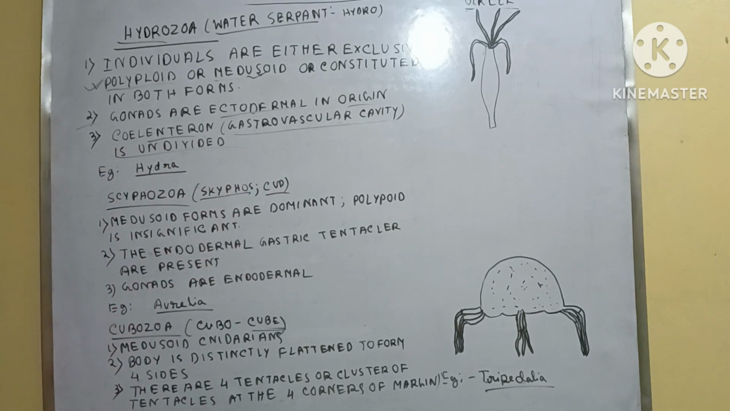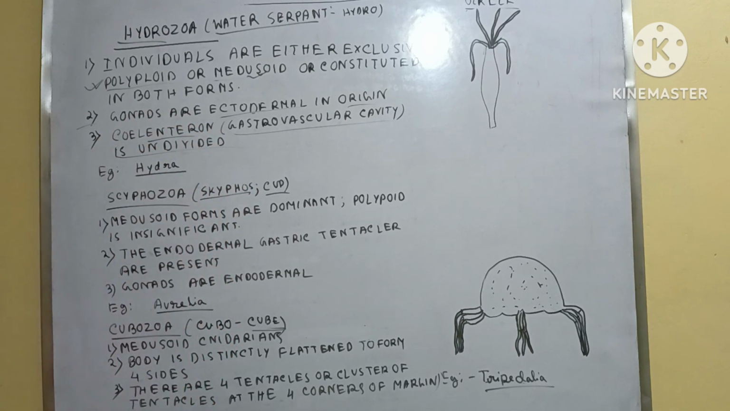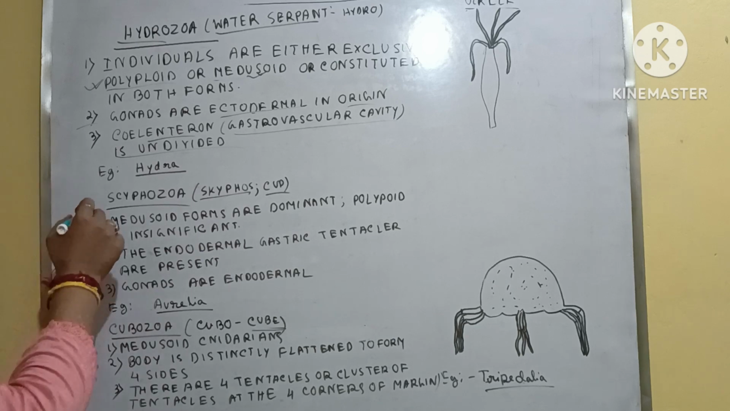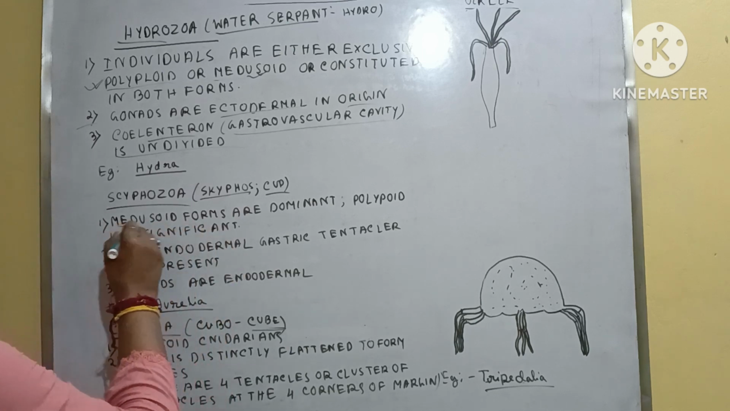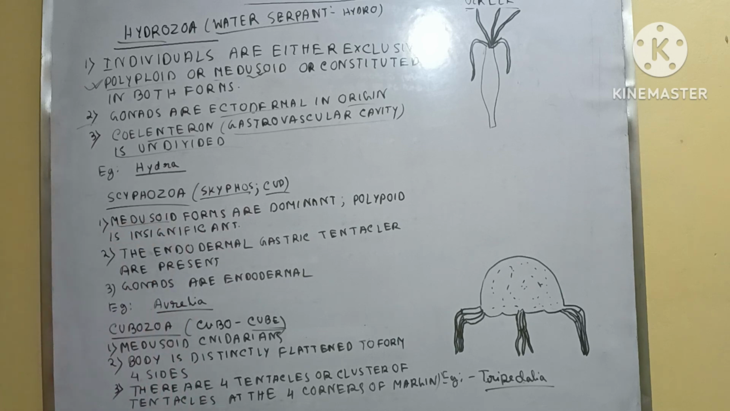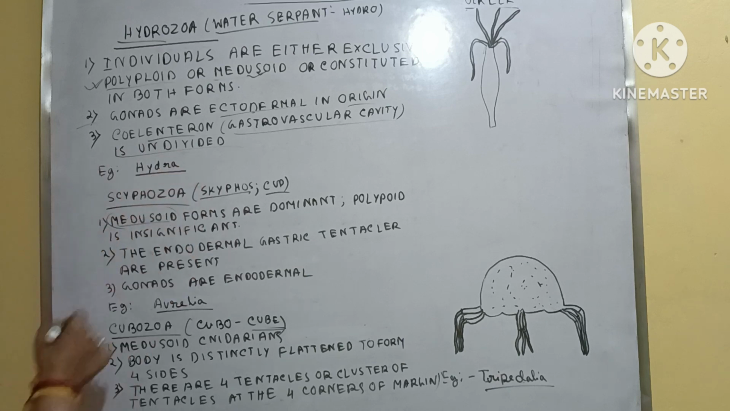And as the gastrovascular cavity is called the coelenteron, so sometimes this phylum is known as the Coelenterata. Okay. Second one is the Scyphozoa. Scyphozoa, these are actually seen in the form of medusoid. Here the medusoid is dominant. So maximum number of Cnidarians, Scyphozoans, are seen in this form, that is in the medusoid form.